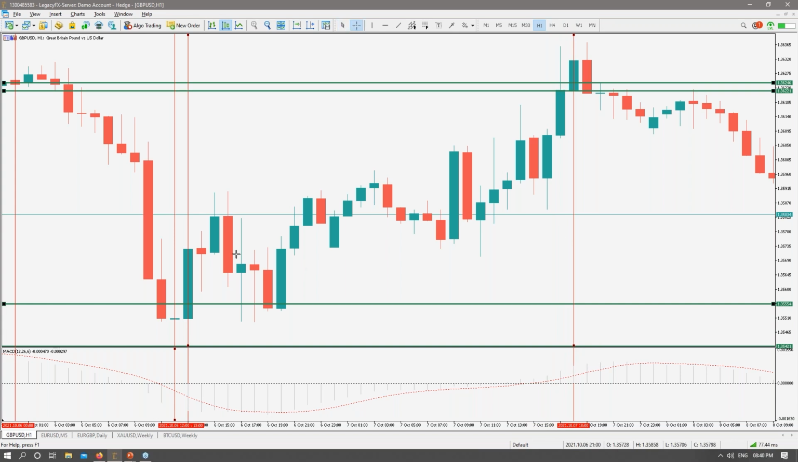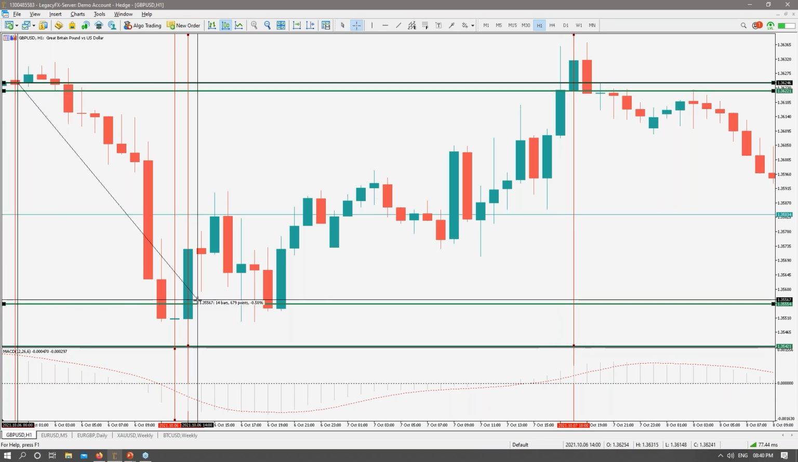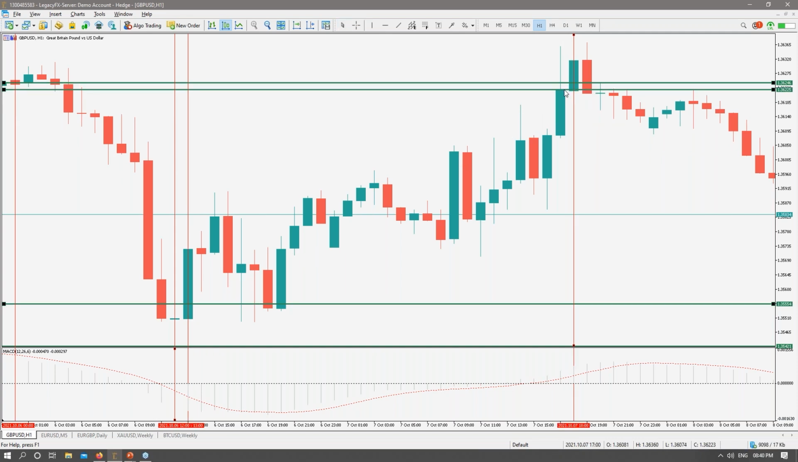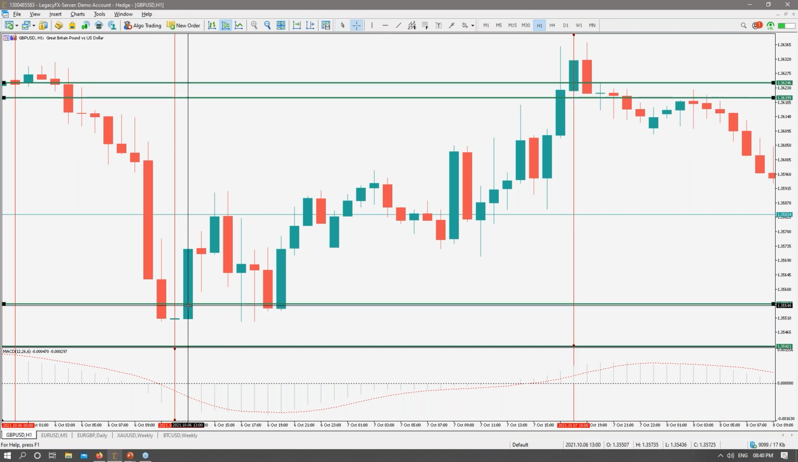So you had, based purely on this one, trade number 1, trade number 2. 60 down, 60 up. 120 pips. There you go. In 42 hours. Doesn't get easier than that, guys.